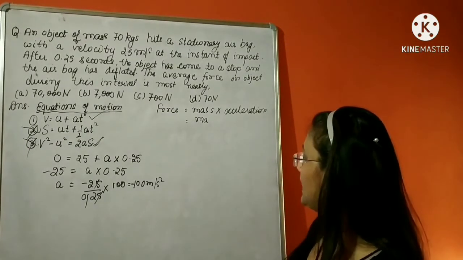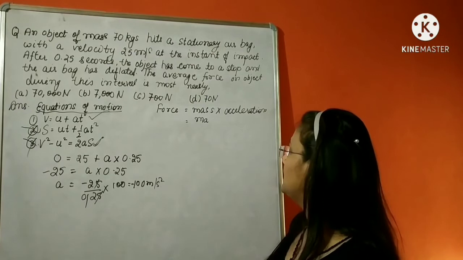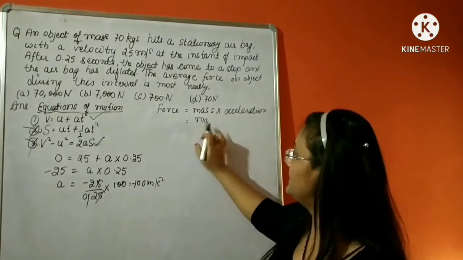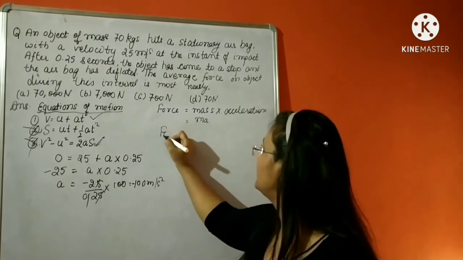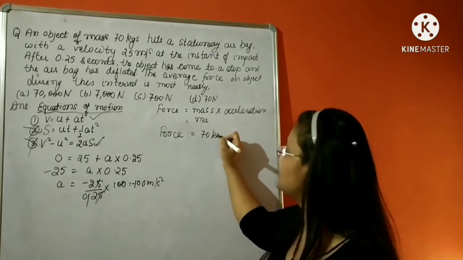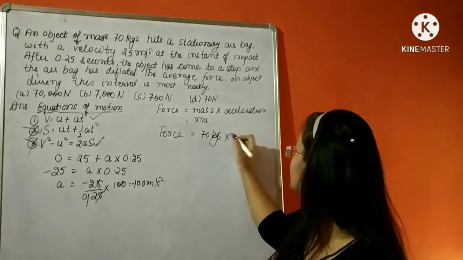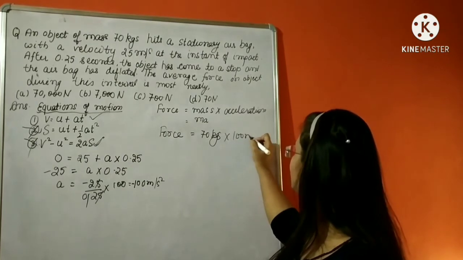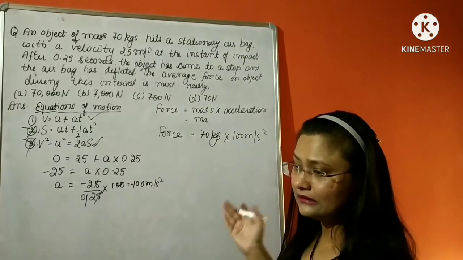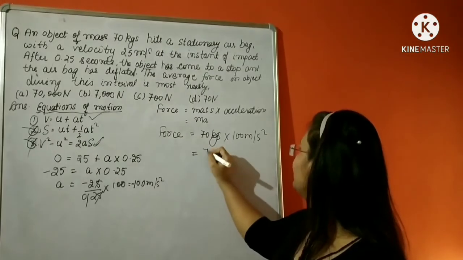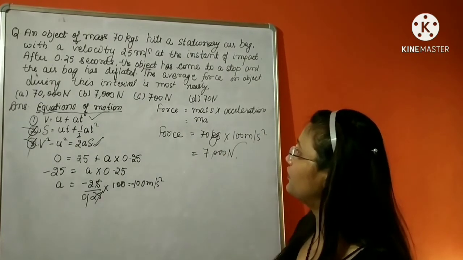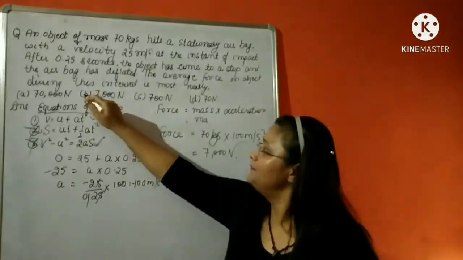Now we have the value 100 meters per second squared. We can easily find the average force because we know the mass and the acceleration. The mass is 70 kilograms. Acceleration is 100 meters per second squared. We are not using the minus sign, it only indicates that the speed is decreasing. So the answer will be 7,000 newtons. The unit of force is Newton. So the answer will be option B.